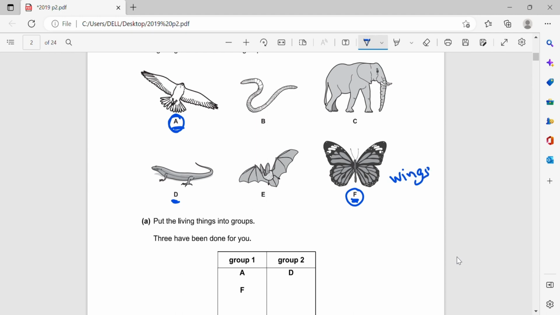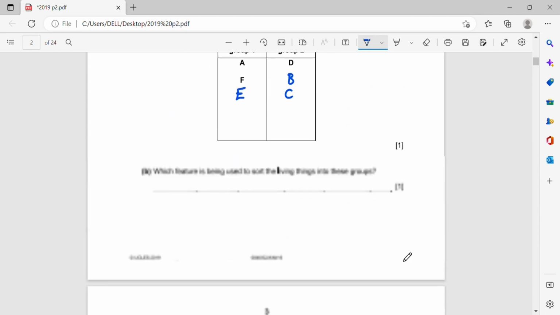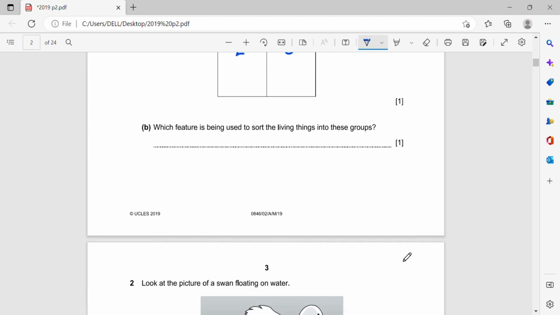Okay, which else has wings? Great, we have a bat here. So we can put E in group 1. Type group 2 we will put A, D, B and C. So here the common feature between A, F and E is having wings. So which feature is being used to sort the living things into these groups? The answer is wings.